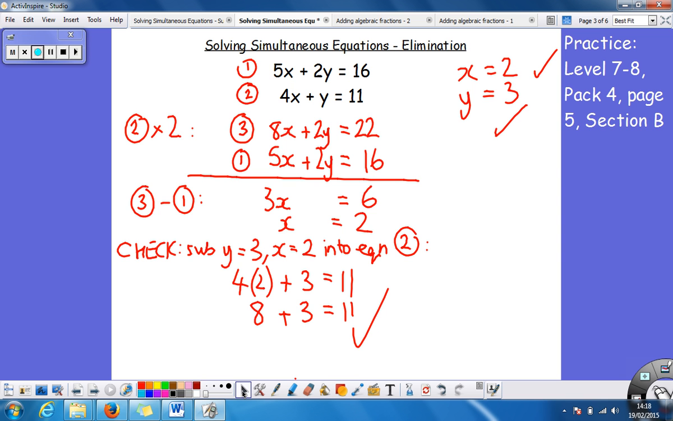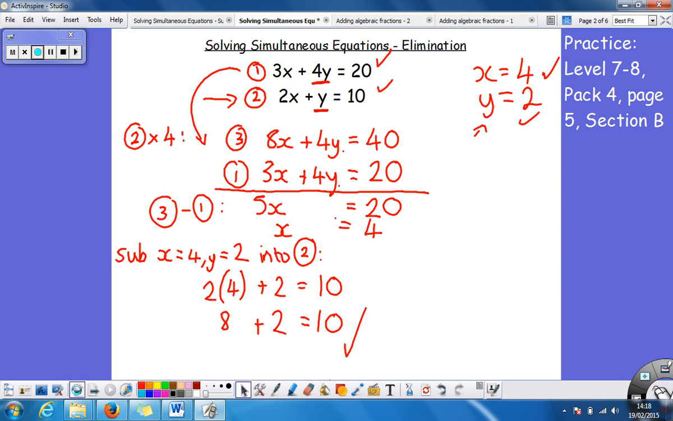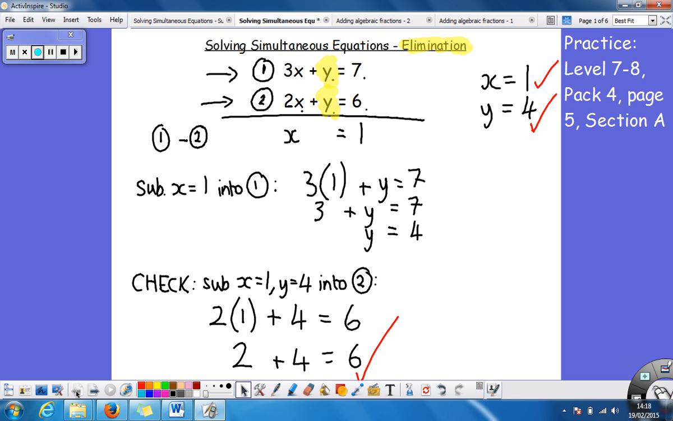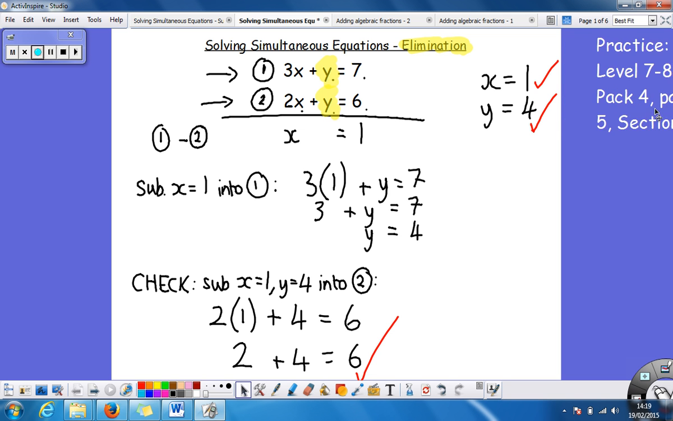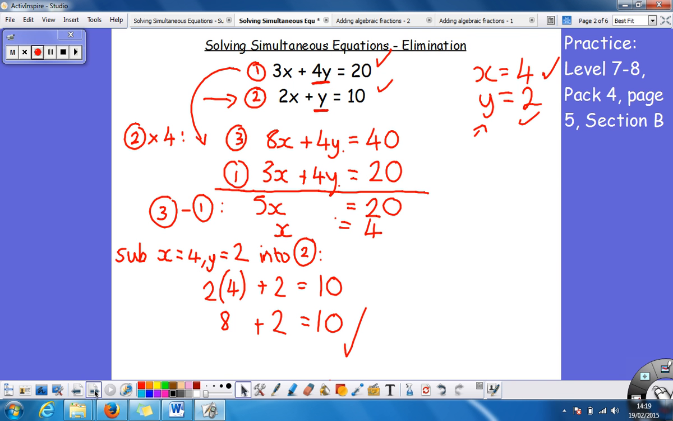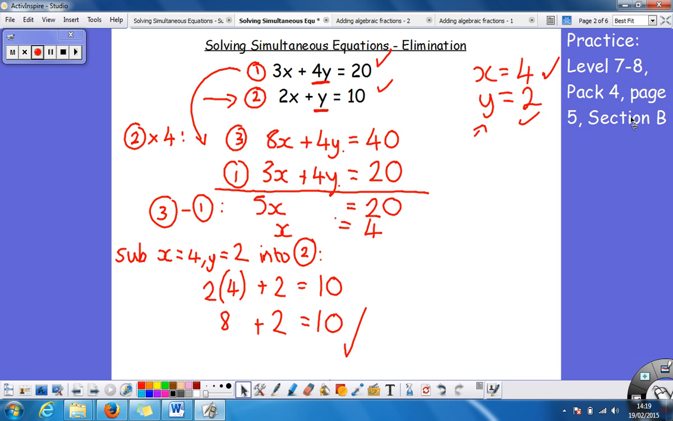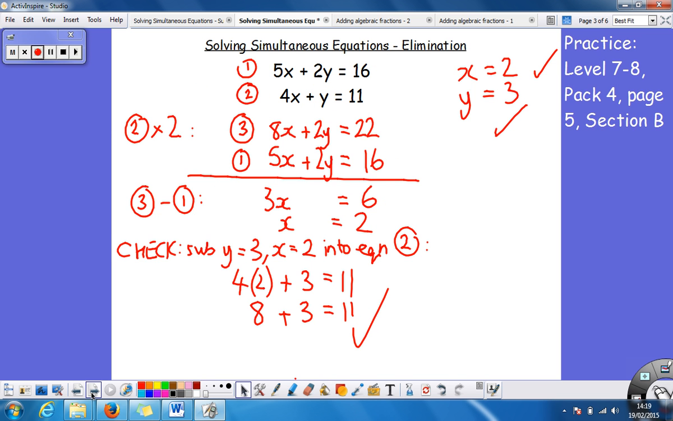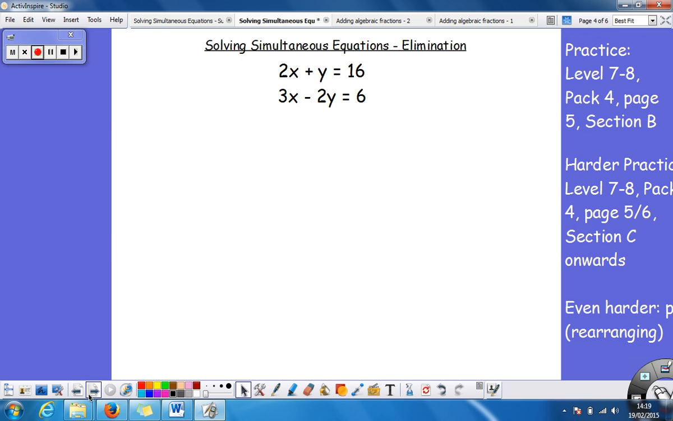Okay, some different practices for you to do. If we go back to the first page, if you need to have a practice at these ones because you're not confident on just the elimination and substitution yet, then have a go back and have a look at page 5, section A. If you're happy with that one and you want to have a go at where we have to change one of the equations, so where we have to multiply them or divide them before we eliminate, then you are looking at section B instead on the same page. And there's lots of practices on that one.